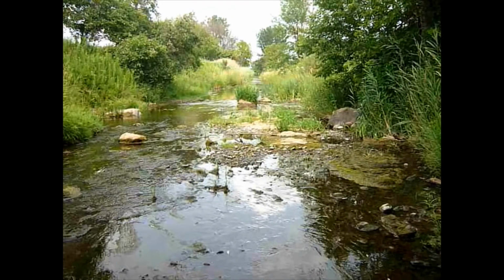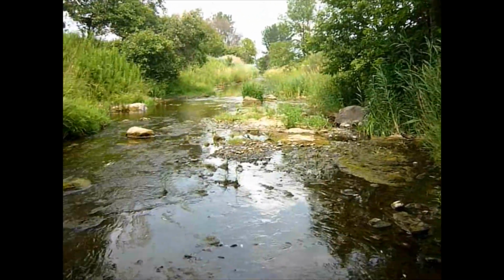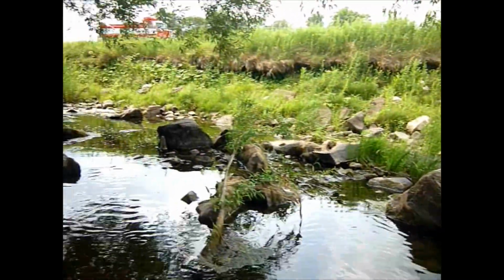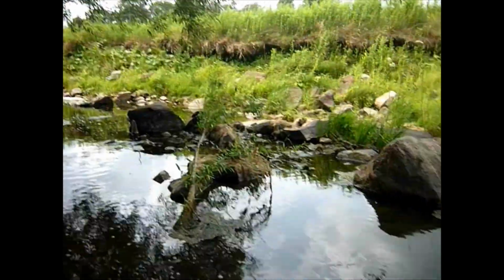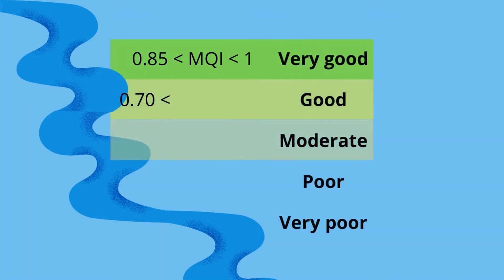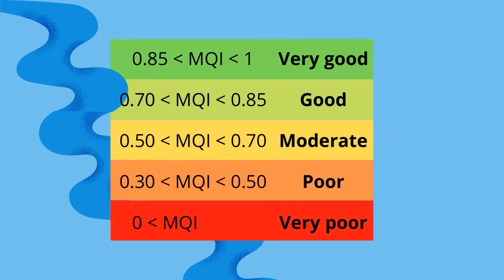The scores for each individual metric are then mathematically manipulated to give a resulting number that is used to quantify the health of the stream, and this is the MQI. This number is then associated with a classification category ranging from very good to very poor.